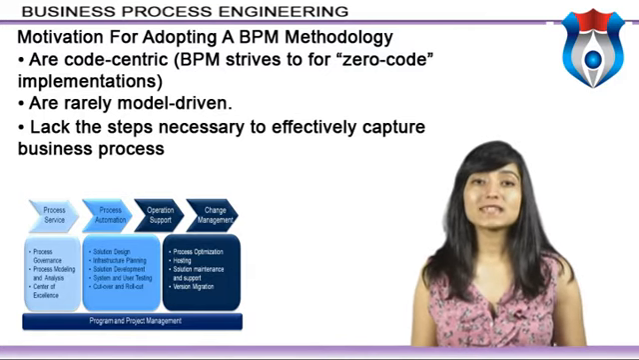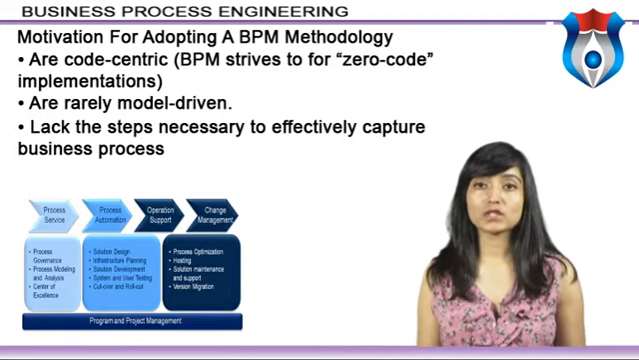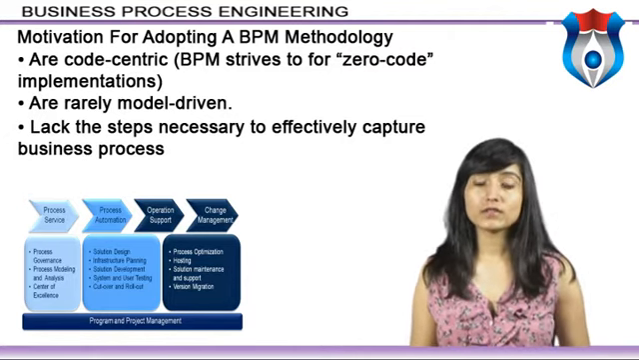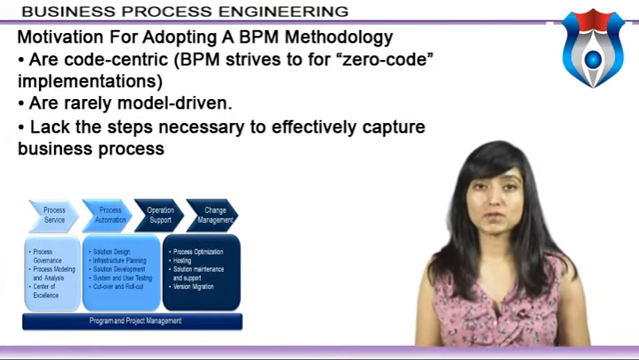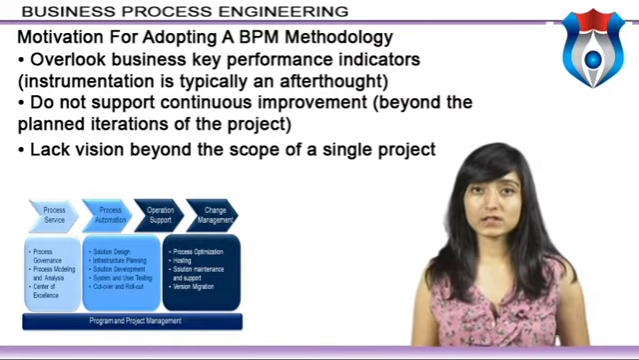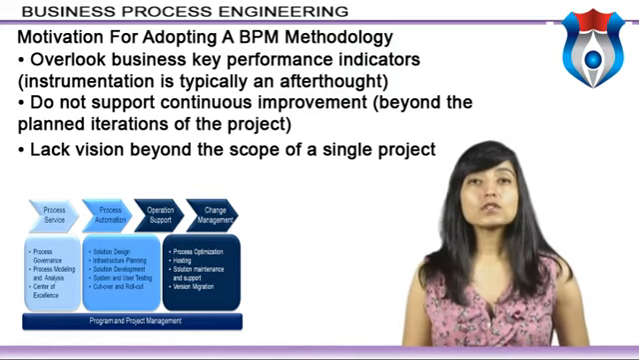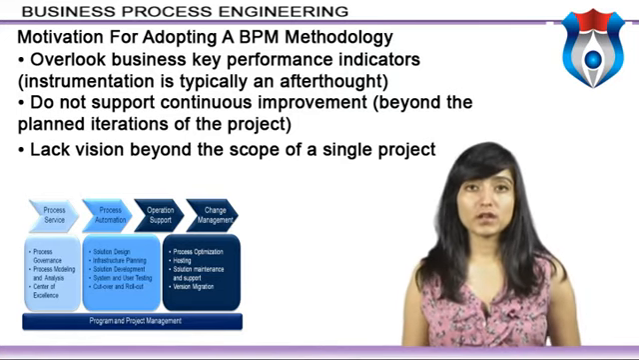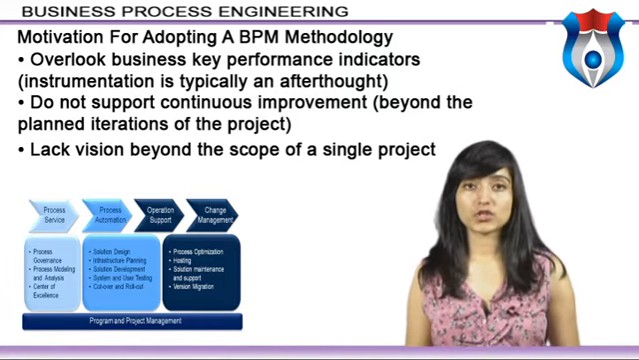are code-centric, while BPM strives for zero-code implementations. They are rarely model-driven, lack the steps necessary to effectively capture business process, and overlook business key performance indicators. Instrumentation is typically an afterthought. They do not support continuous improvement beyond the planned iterations of the project, and lack vision beyond the scope of a single project.